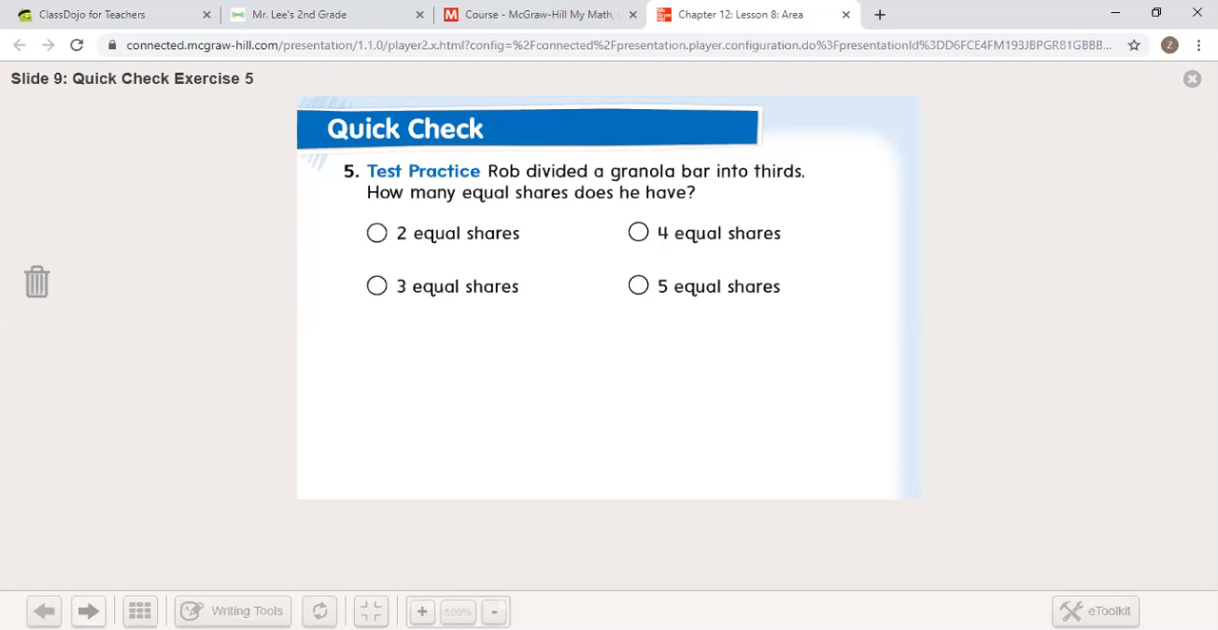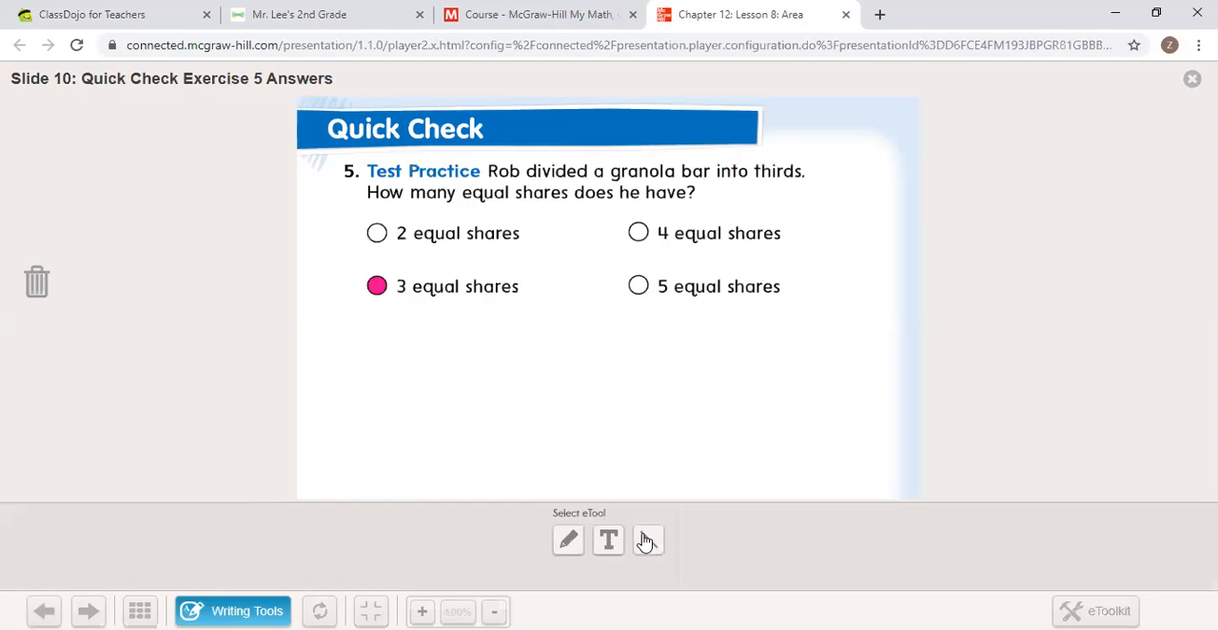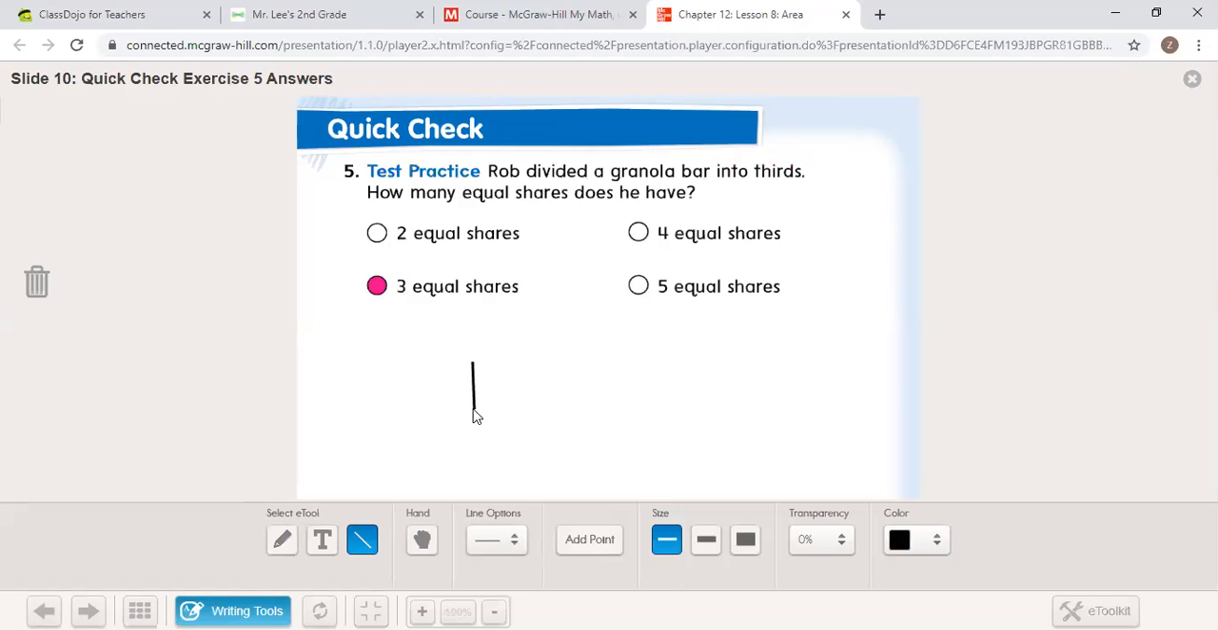Test practice. Rob divided a granola bar in thirds. How many equal shares does he have? Think about a granola bar and what shape those are. Yep, 3 equal parts. So if I were to draw a granola bar real quick, and I need to divide it into thirds, so I'm going to get 3 equal parts to split.